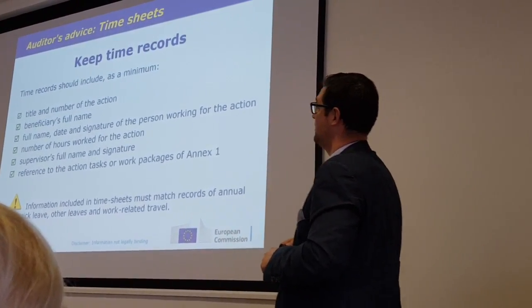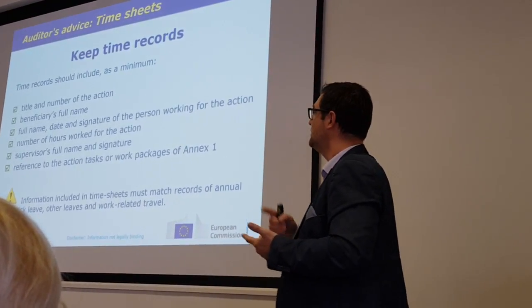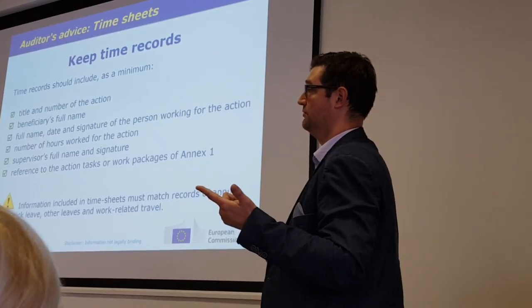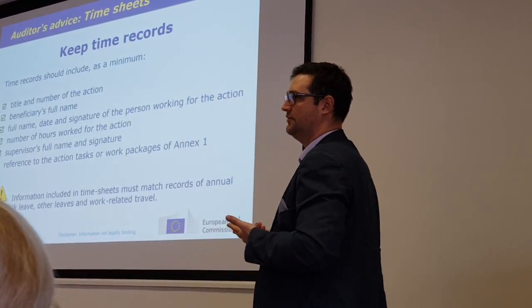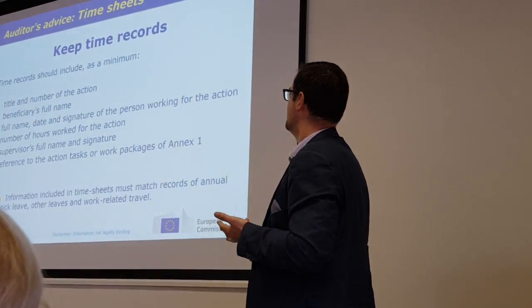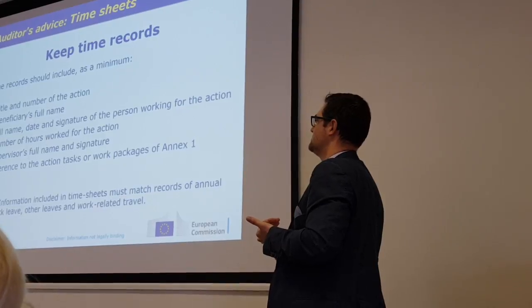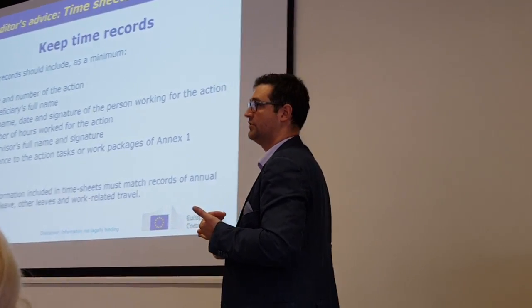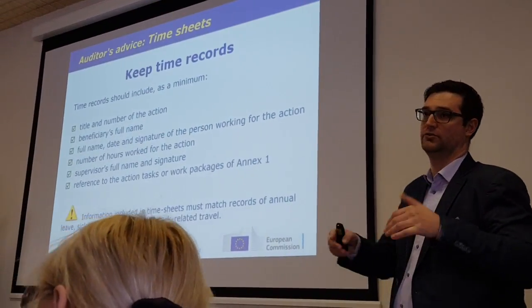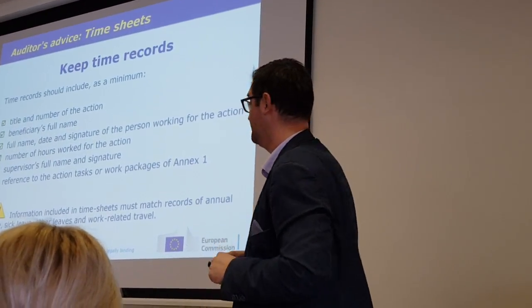And the minimum requirements are that you have to indicate the title and the number of the action. You have to indicate the beneficiary's full name, date, and signature of the person that is working for the action. It's you. Number of hours worked for the action. Of course, supervisor's full name and signature, and a reference. Just a reference to the work package or a task that you are working on during that month, let's say. It's sufficient, but it has to be there.